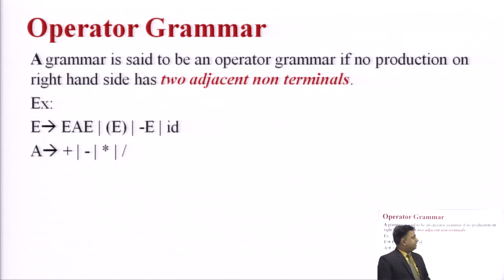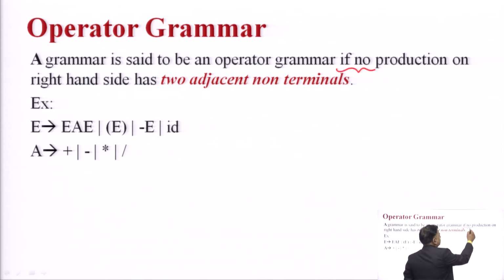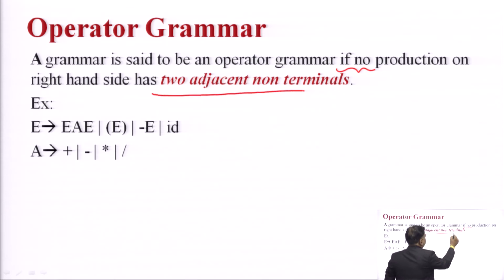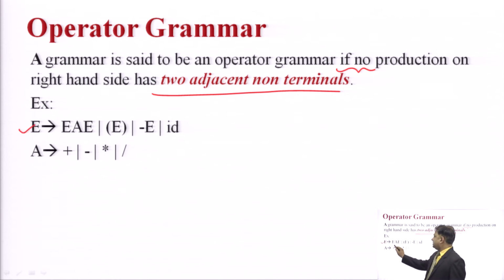A grammar is said to be an operator grammar if no production on the right hand side has two adjacent non terminals. In this case we have a grammar like E derives E A E. What we see here is that these two non terminals are adjacent, that means this is not an operator grammar.